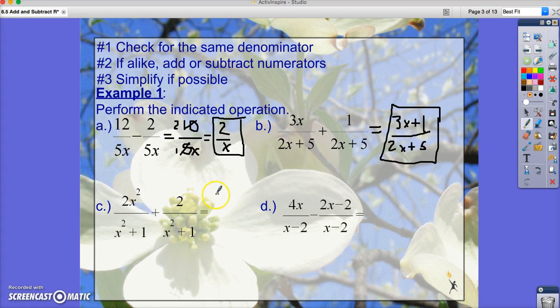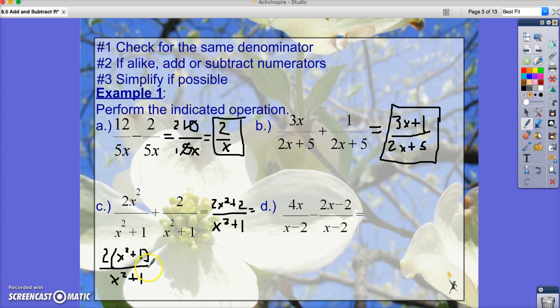I get, and I'll write here first, 2x squared plus 2 up top. Denominator, rewrite it, x squared plus 1. So that's steps 1 and 2. Step 3 says simplify if possible. So I always ask myself that. In the numerator, do they have anything in common? Well, yeah, they have a 2, right? So I'm allowed to factor out a 2 up top, like I've done before. I get x squared plus 1 all over the denominator, which I can't do anything with. It's just x squared plus 1.